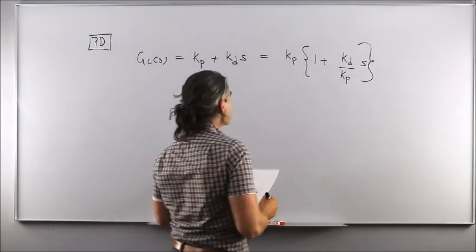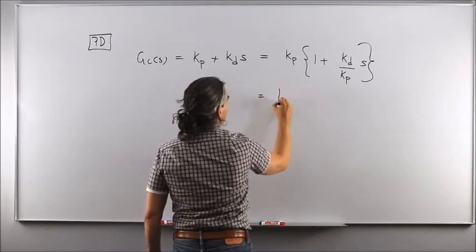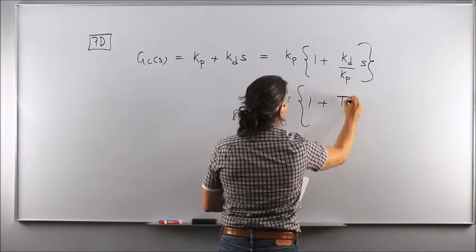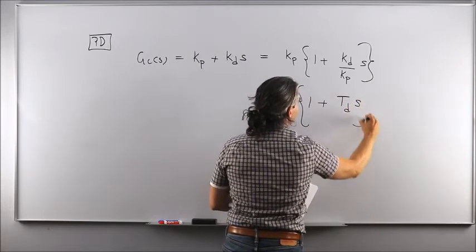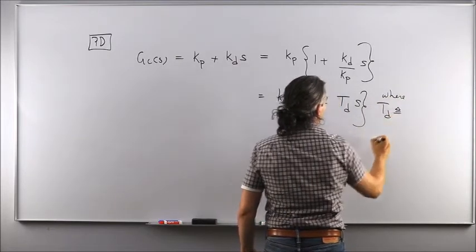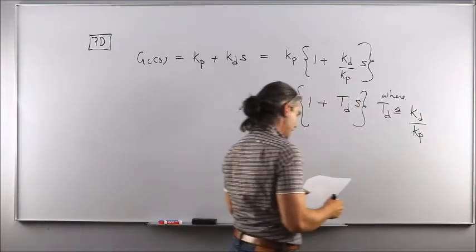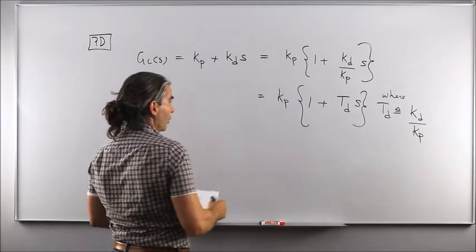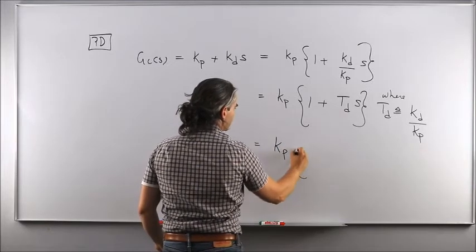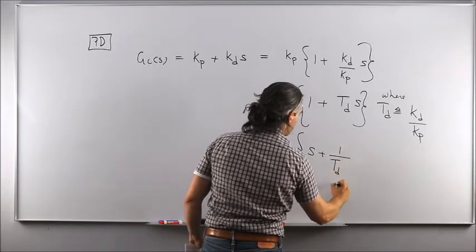Or, according to many textbooks, I'm going to write it as being 1 plus what's known as TD times S, where obviously TD had been set equal by definition to Kd over Kp like that. Or if I want the S term on its own, I'm going to say that this is equal to Kp times TD multiplied by S plus 1 over TD, like that.